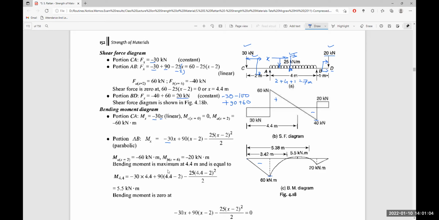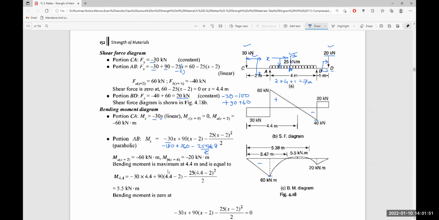At x equal to 6, that is the point B, the bending moment is given as 90 multiplied by (6 minus 2), which is 4, that is 360, minus 30 into 6, that is 180, minus 25 into 16 divided by 2, which is 8, means 200. So that goes to minus 180 plus 360 minus 200, which equals minus 20 kilonewton meter at the point D.